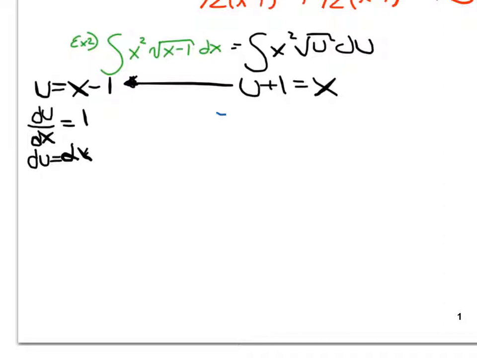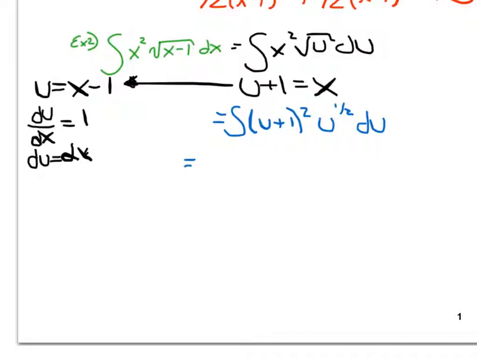And now I have the integral of u plus 1 squared times the square root of u, which is just u to the 1/2, du. Now I'm able to integrate. I still do have to do some work because I do still have this function here that is not in complete polynomial form because of the square, and I also have this function out here. So I'm going to go ahead and FOIL this, and then I'm going to distribute u to the 1/2 in.